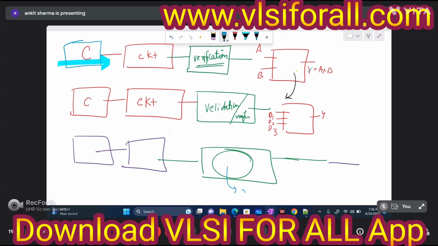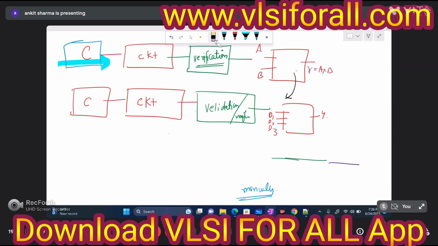So how will you validate? You will validate it manually. How? You will just take input and take some outputs. So you will take input as tea, and you will revert with feedback about the taste, how it is.